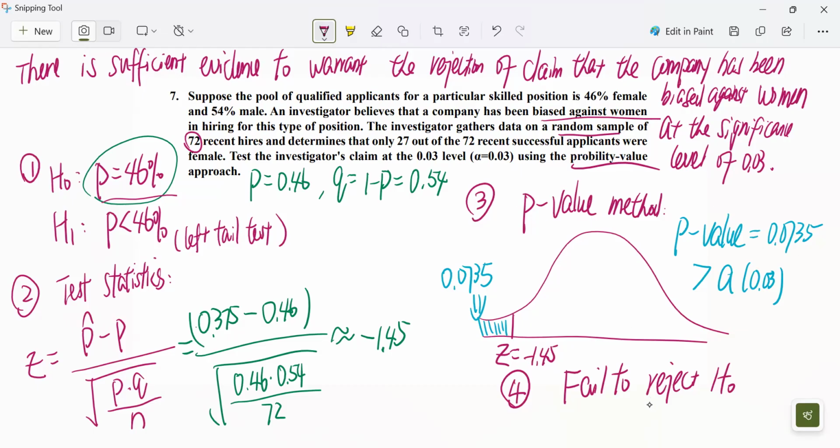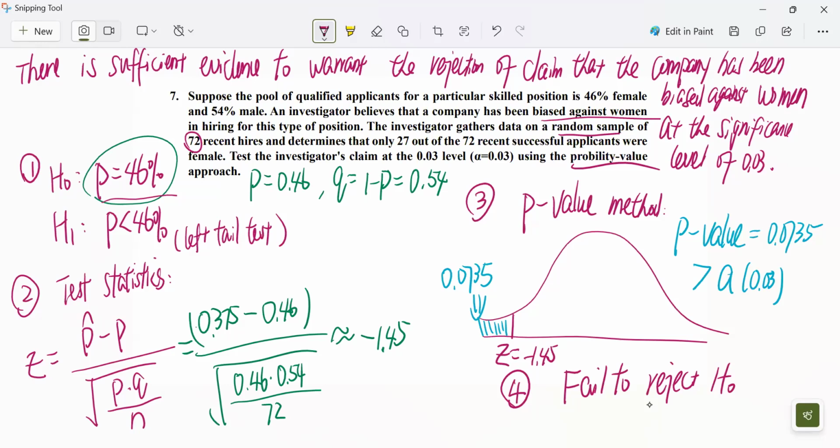I have a question, Professor. Since the alpha equal to 0.03 is way less than 0.0735, isn't it inside the rejection region? So you mentioned the other method, right? If you're doing the critical value method, actually it will look slightly different.